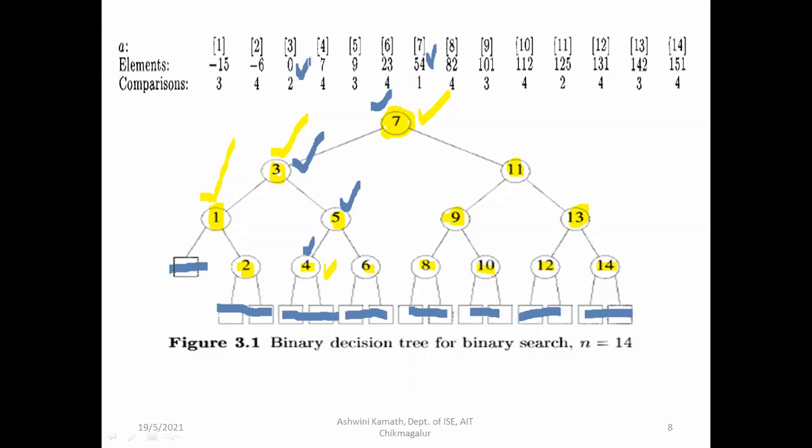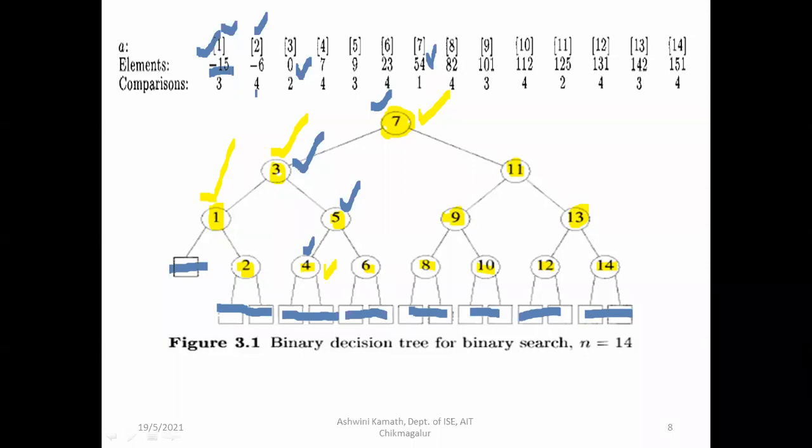It will check again on the left side. So it will be from 1 and 2. So the next position will be 1 plus 2 divided by 2, so you'll get the next position as 1. The element is equal, minus 15 and minus 15 are equal, so it will return. So 3 number of comparisons.